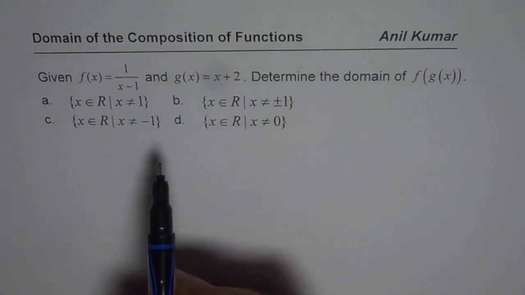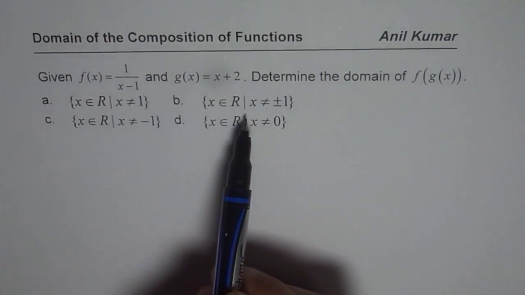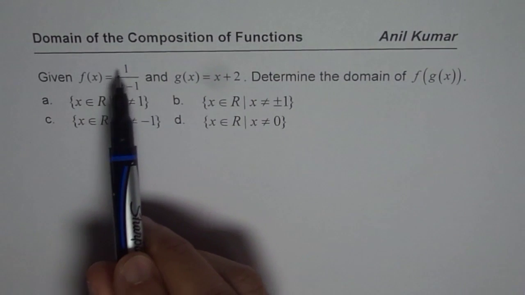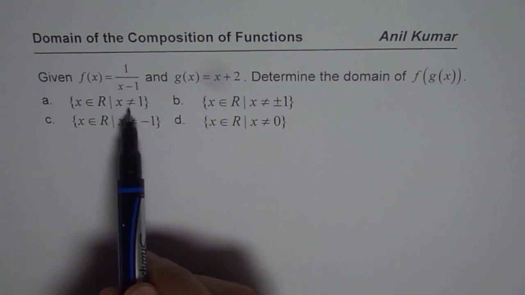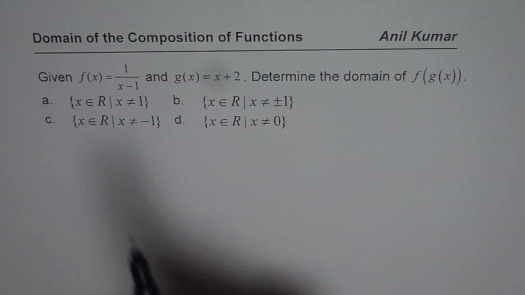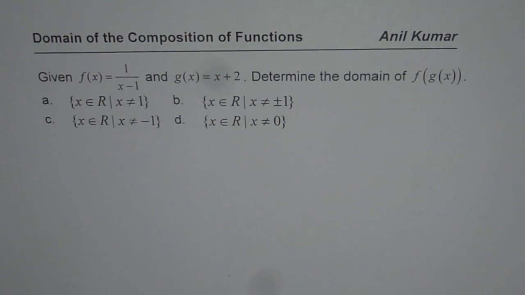Now, I've seen some students who will just jump to a conclusion, and since f of x is 1 over x minus 1, then option A, which is x is not equal to 1, seems to be just the right option, right? So they'll make A their choice and move on, but that will be a wrong answer. Let me show you how.